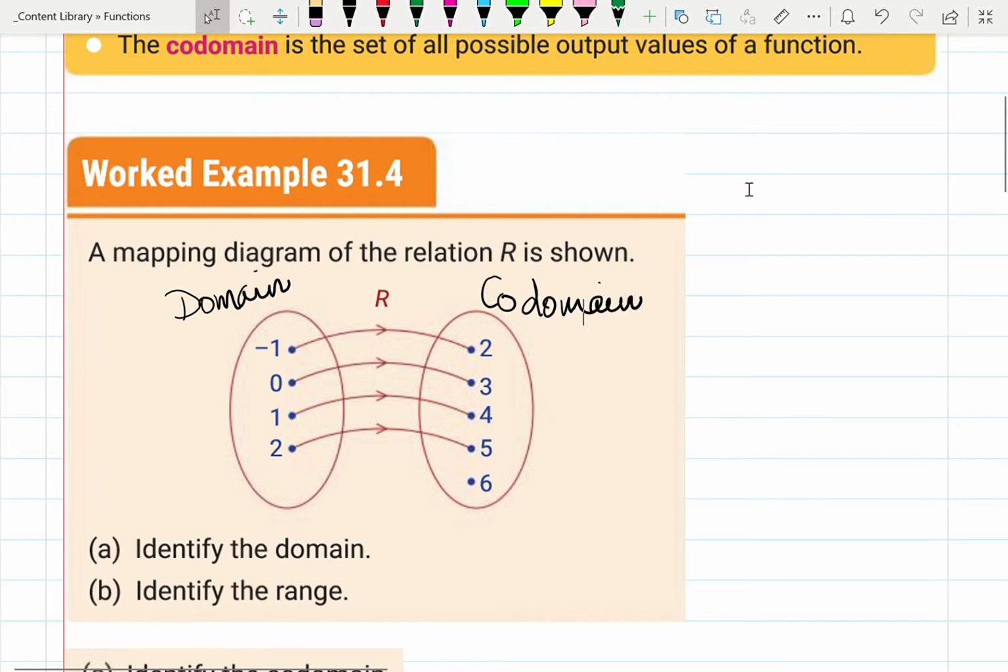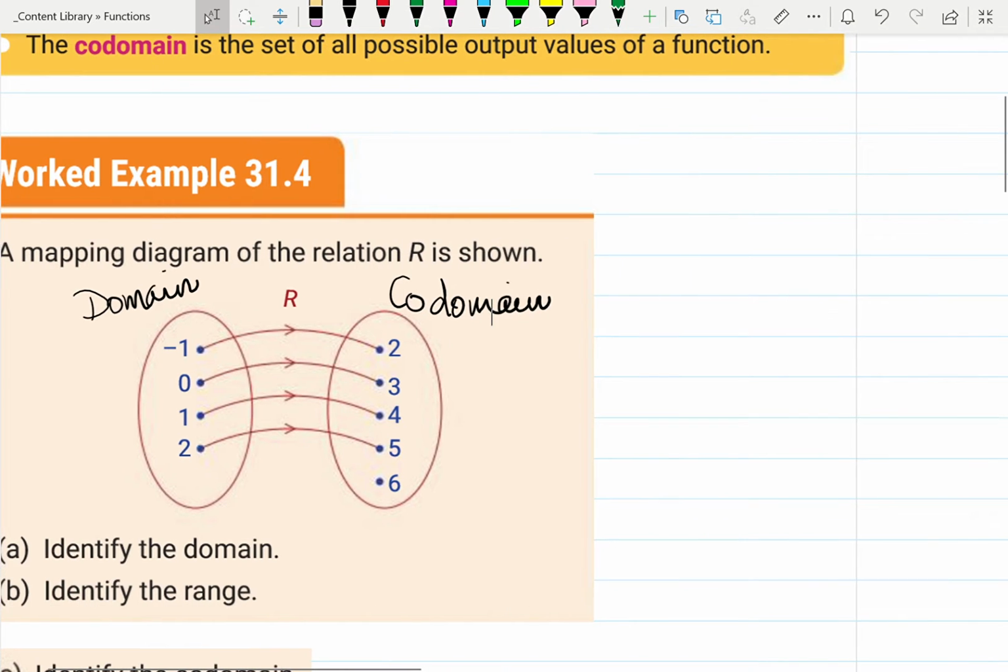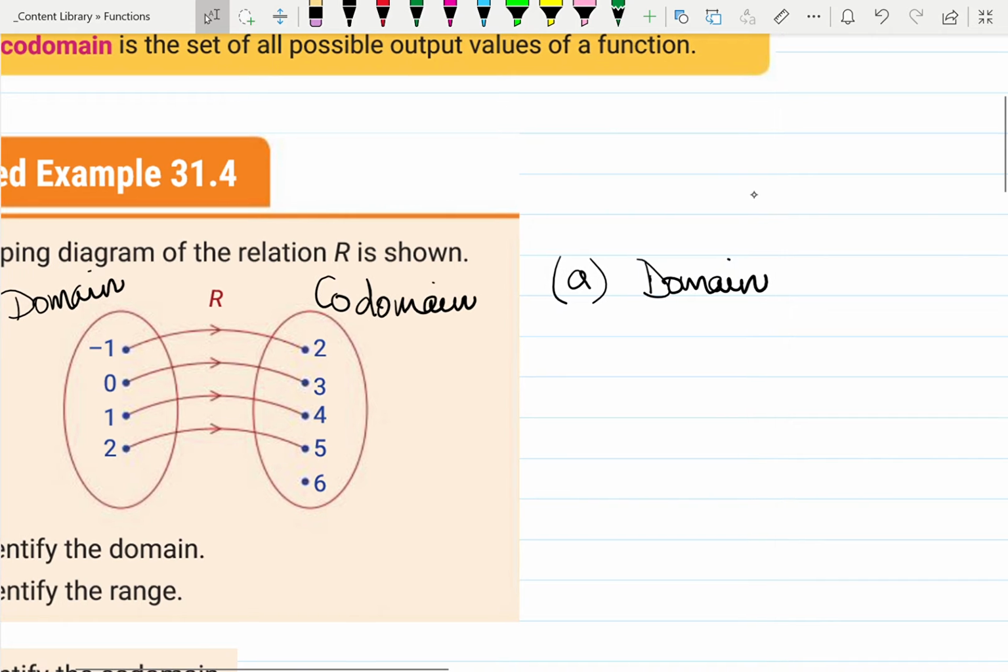Okay, so here in this example, we're asked to identify the domain. And if you're asked to identify the domain, you're just listing out all the elements in the domain set. And I'm just going to read them off the diagram. -1, 0, 1, and 2. So that's the domain set from the diagram here.